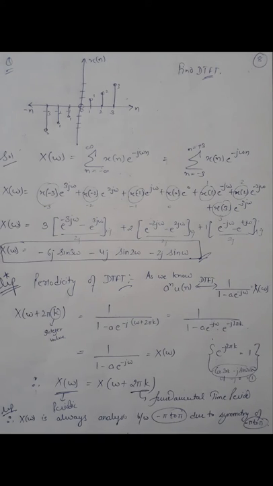Next question: we have a sawtooth waveform. Again it varies from minus 3 to 3. Simply put in the formula of DTFT. The summation varies from minus 3 to 3.